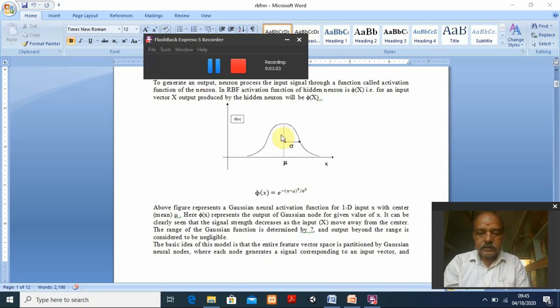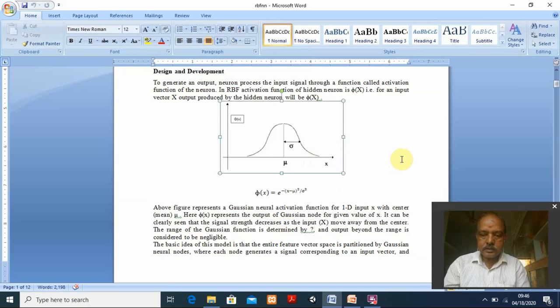If you look at this diagram minutely, you observe that this value of x is maximum here and it is gradually reducing, and there is a range, let's say from this point to this point. After that it is reducing. Then the question comes, how do we decide the range of this Gaussian function? That we'll discuss. The output beyond the range is neglected. If you check here, these are all neglected. So these are the things we focus on.